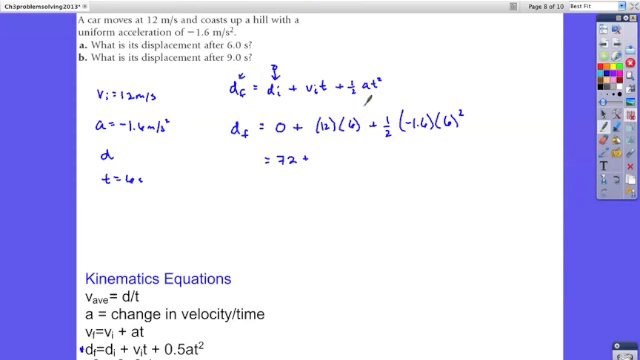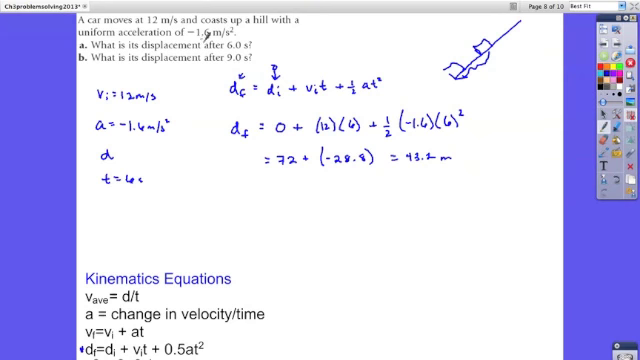0.5 times 1.6, now that's negative, times 6 squared is 36, is negative 28.8. And when I add 72 to negative 28.8, I get 43.2. So what that tells me is that the car is still moving up the hill. They're further up than they were. If they're going up this hill, and they started down here at the 0 position, then they have moved some distance positive up the hill.